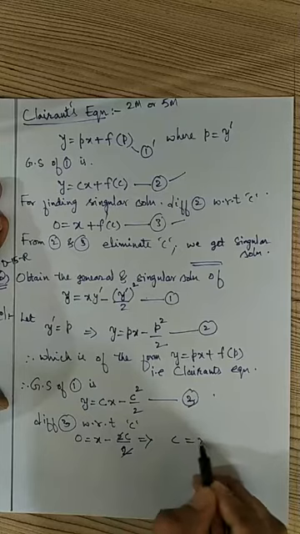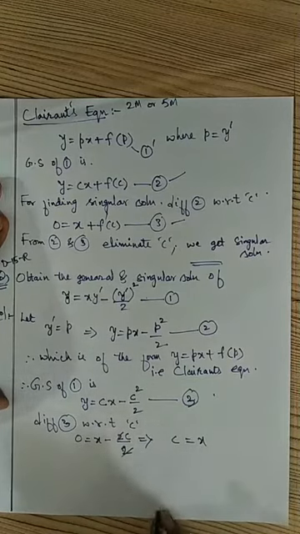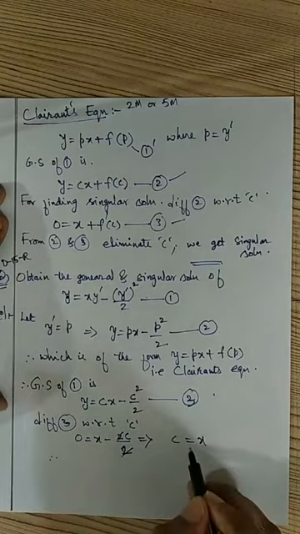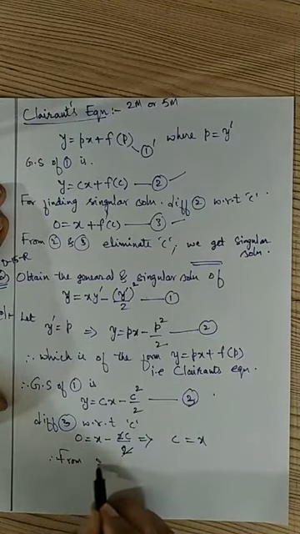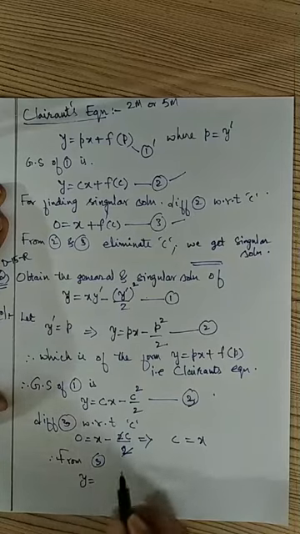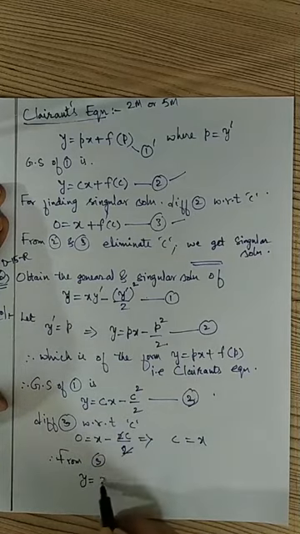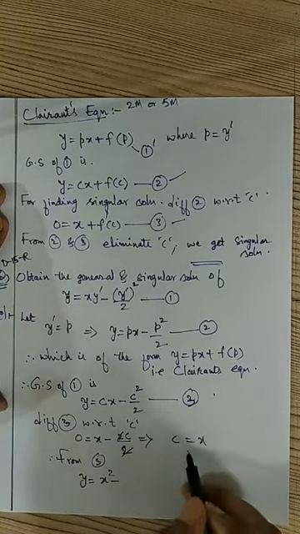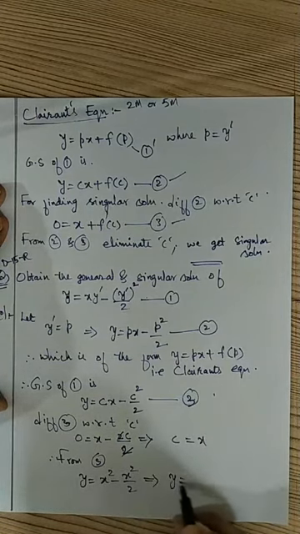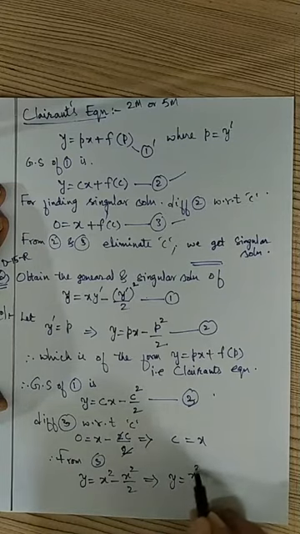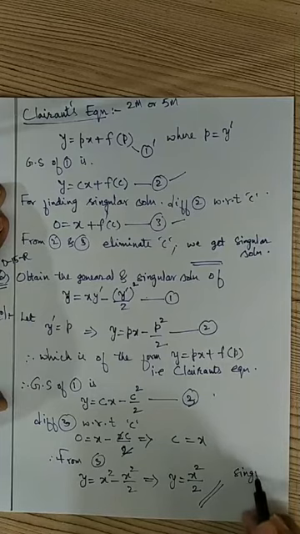C equals x, because x minus c equals 0 means c equals x. Therefore you substitute c equals x in 2. Therefore from 3, y equals x square minus x square by 2. This implies y equals x square minus x square by 2, which is nothing but x square by 2. This is the required singular solution, right?